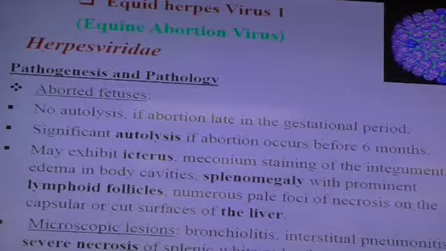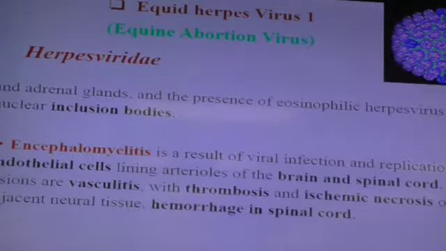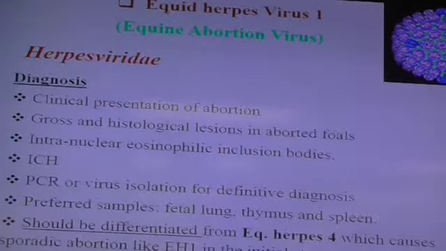If we also look at microscopy in those stated organs, there is widespread necrosis. In the case of encephalomyelitis, what we find is vasculitis, infection of the vascular endothelium, and hemorrhage, which is characteristic of those lesions in the spinal cord.